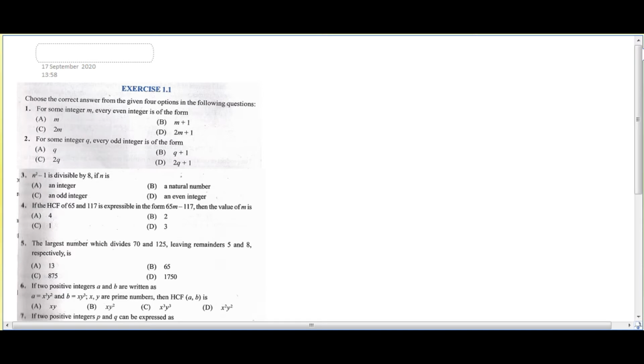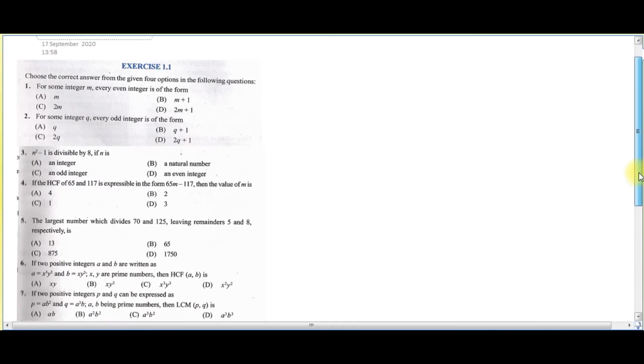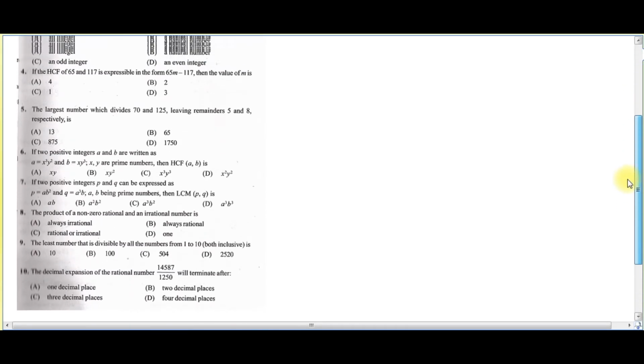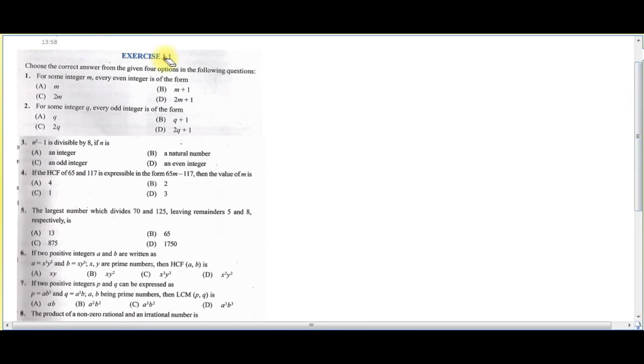Today we are going to see our 10th class chapter, which is Real Numbers, the first chapter. So we are going to be seeing the example problems of Exercise 1. There are going to be 10 questions in each exercise, or even more, or even less, so we can't say. Let's just solve the following exercise given here.